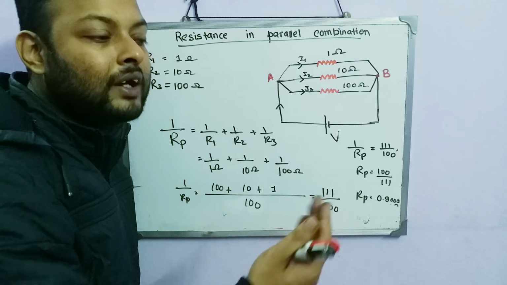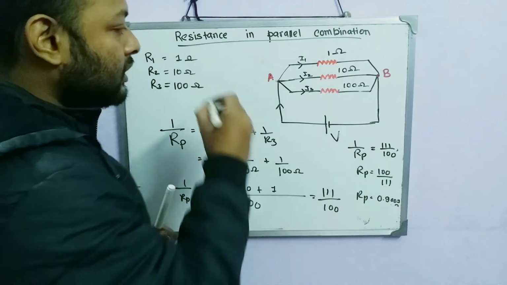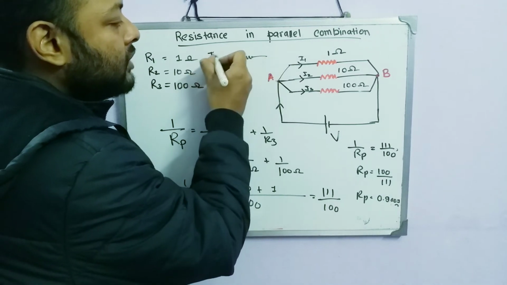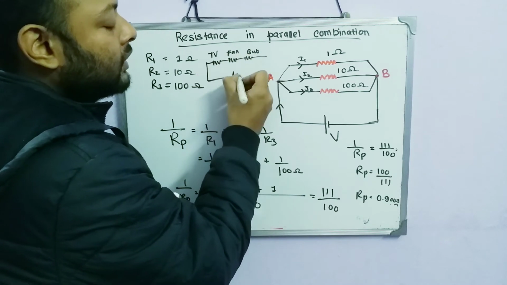So suppose in a series these three are there, 1, 2 and 3. Suppose this is the TV, this is the fan and the last one is the bulb, and it is connected to a voltage.